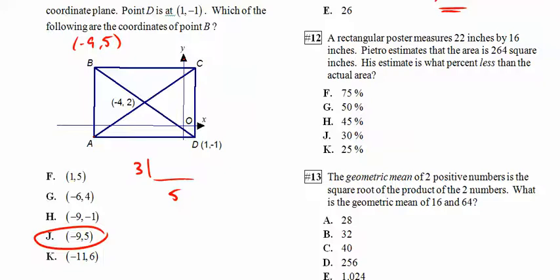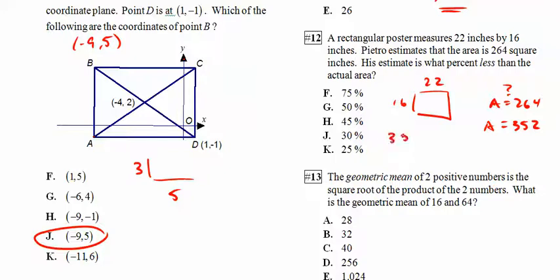A rectangular poster measures 22 by 16 inches. Pietro estimates that the area is 264. He's wrong. The actual area is 22 times 16, 352. His estimate is what percent less than the actual area?